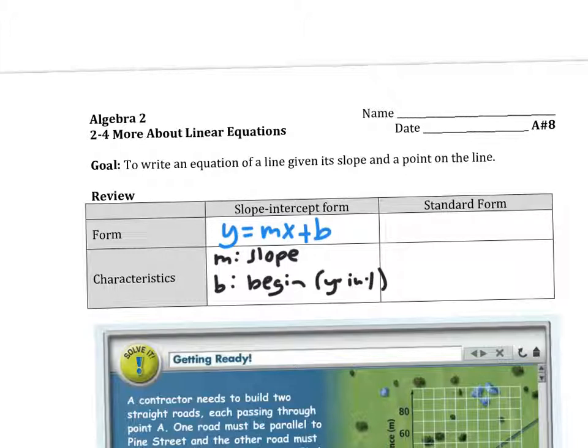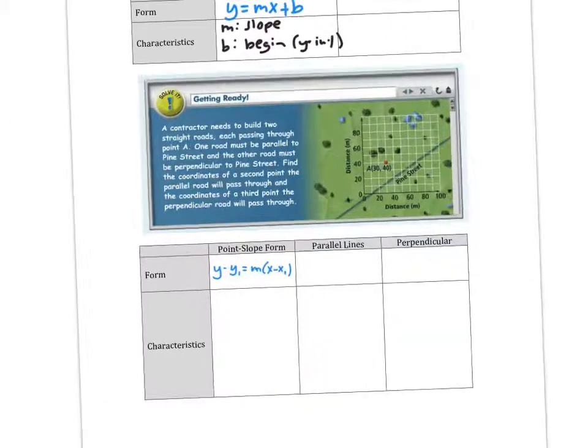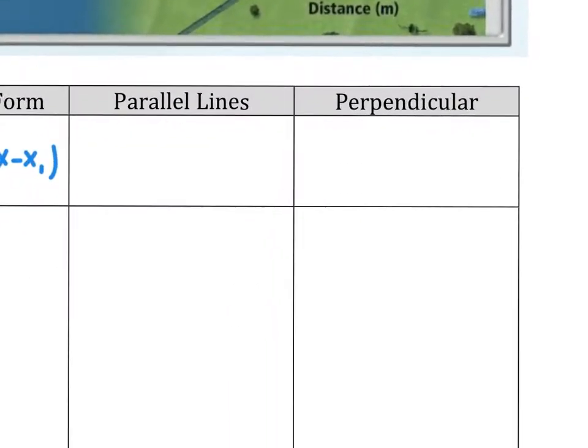All right, so on this day 3, we're going to pick up where we left off last week, and we're still going to be focusing on this goal. We're going to be writing an equation of a line given its slope and a point on the line, but we're going to focus this time on 2 special cases, parallel and perpendicular lines.